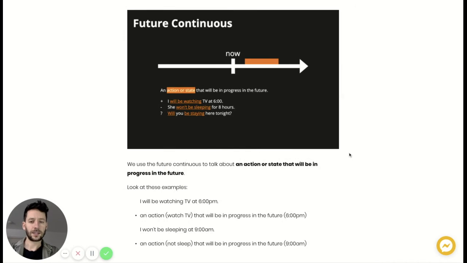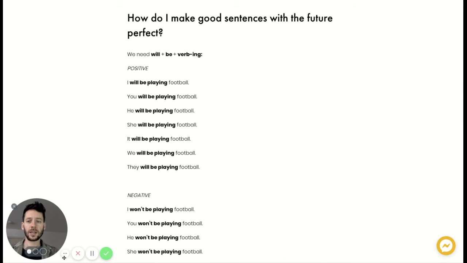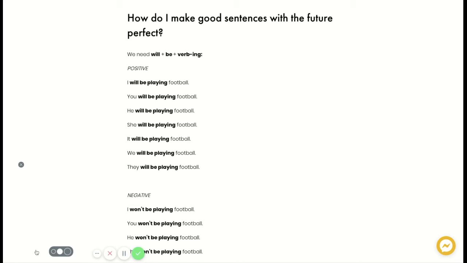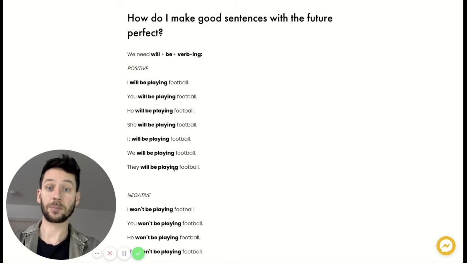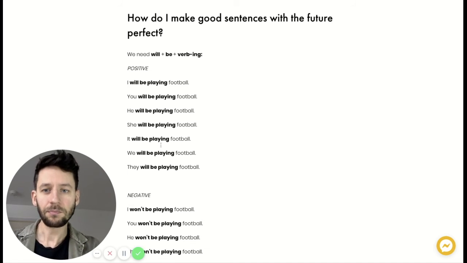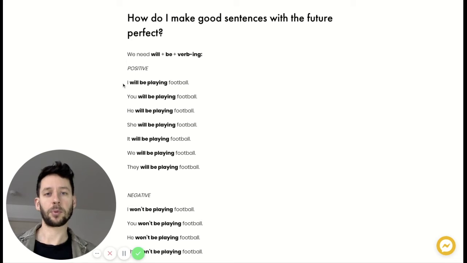How do we make good sentences with the future continuous? Well, we need a few things. We need the modal verb will, we need the verb be, and then we need a verb with ing. Okay, let's have a look at these examples. My example here is about playing football. So in positive sentences, I will be playing football.